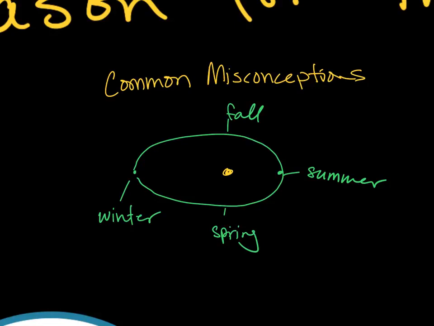So the fact that we are in an elliptical orbit is mostly correct. It's not too big of an ellipse like this, but we actually don't have summer at this time, or winter at this time. When the Earth is closest to the sun, that's actually in January.